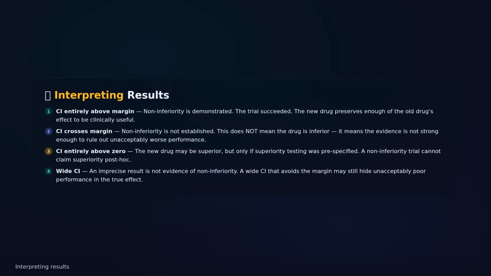Interpreting non-inferiority results requires careful attention to the confidence interval. If the confidence interval lies entirely above the margin, non-inferiority is demonstrated. If it crosses the margin, non-inferiority is not established. This does not mean the new drug is inferior, just that the trial did not prove it is not worse. If the entire confidence interval is above 0, the new drug might even be superior, but only if the trial was designed to test superiority as well. A non-inferiority trial cannot claim superiority unless that was pre-specified.